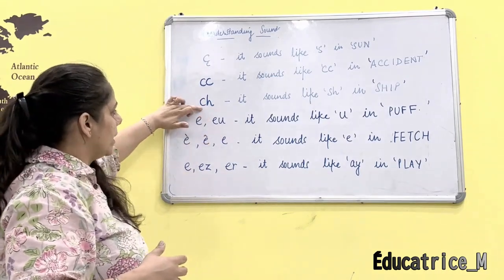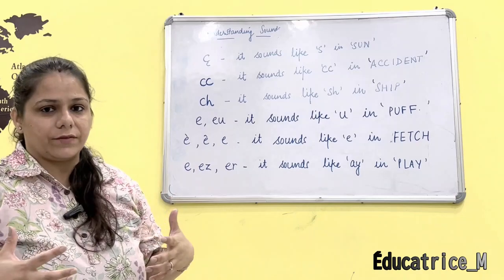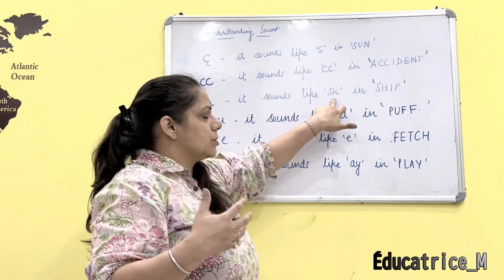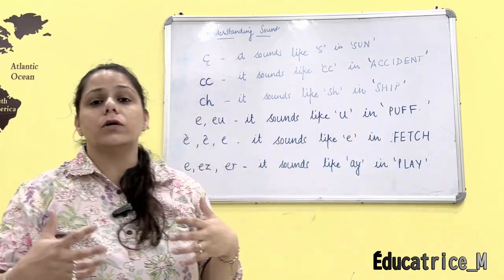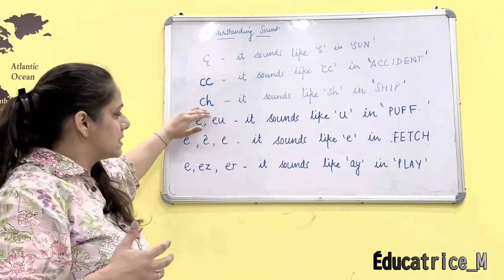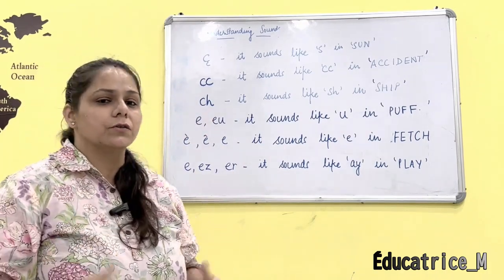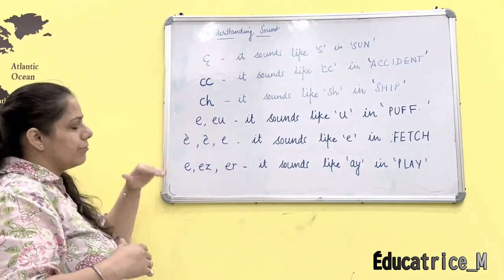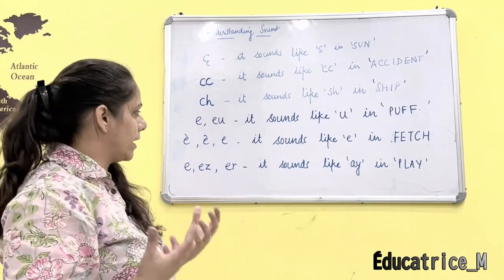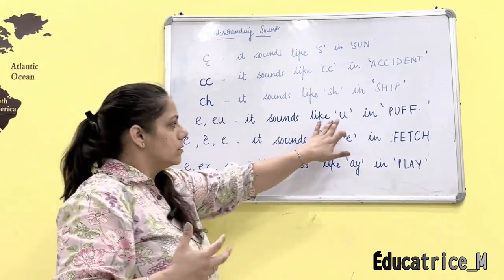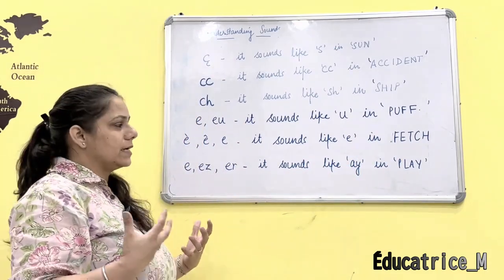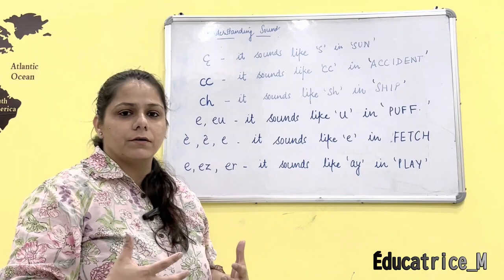After that, whenever C and H appear together, it sounds like SH, the sound of SH in the word ship. So it sounds like sh. This CH sounds like sh, right? After that, if we talk about E and EU coming together in any of the words of French, it sounds like the sound of U in puff. So it is like puff, right?